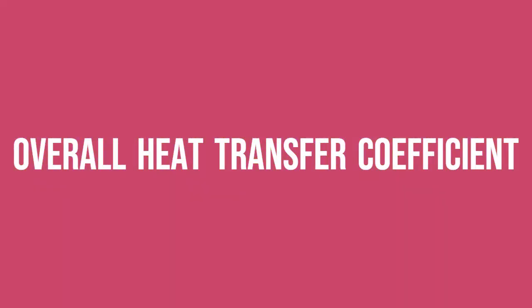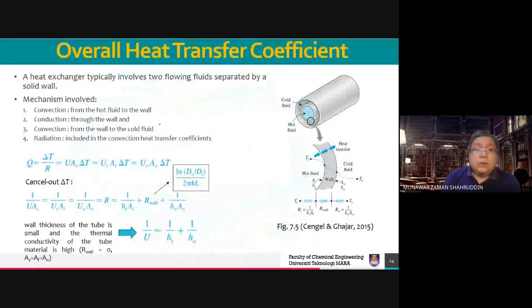So we are starting with overall heat transfer coefficient. A heat exchanger typically involves two flowing fluids separated by a solid wall. So that is why we have the mechanism of, normally, in between convection and conduction.